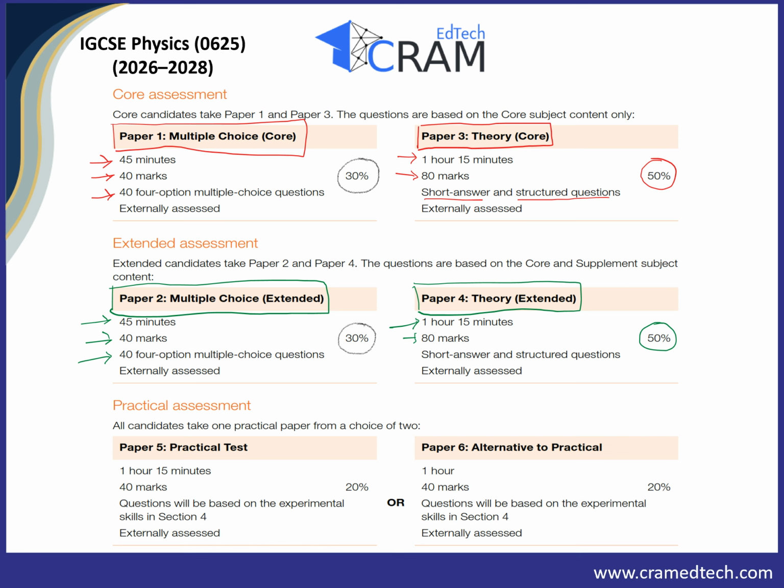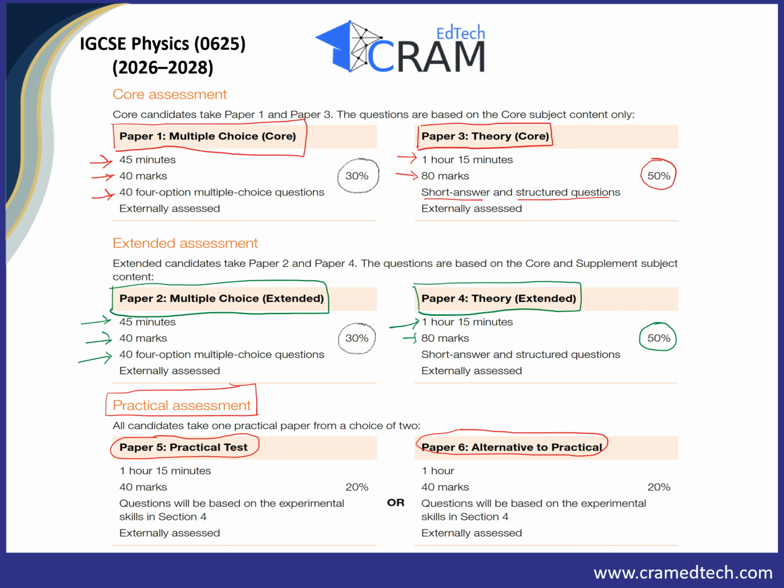Now we have the third assessment. The third assessment is common. What does it mean? Whether you are writing the extended examination or the core examination, this assessment will be common for both students. Either you have to choose paper 5, which is a practical test, or you have to choose paper 6. Most schools choose paper 6, alternative to practical, which is easy to manage as well.